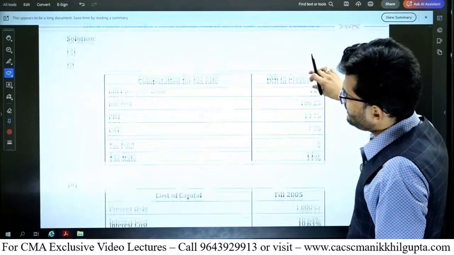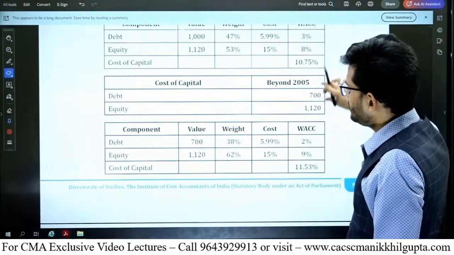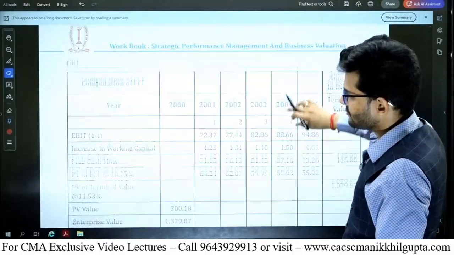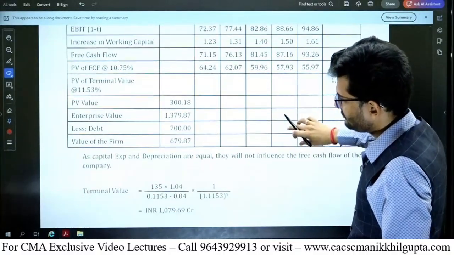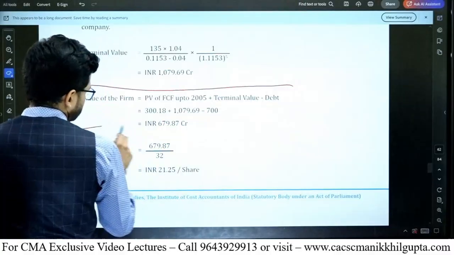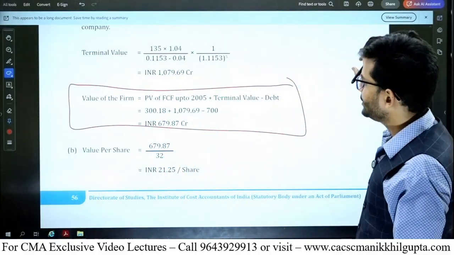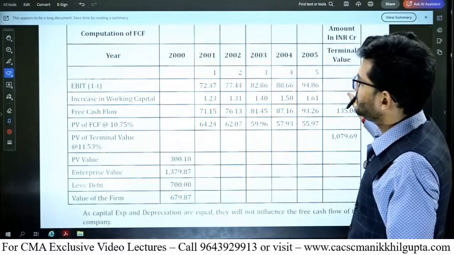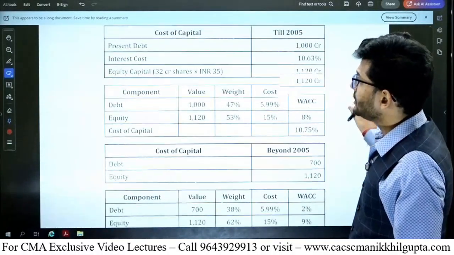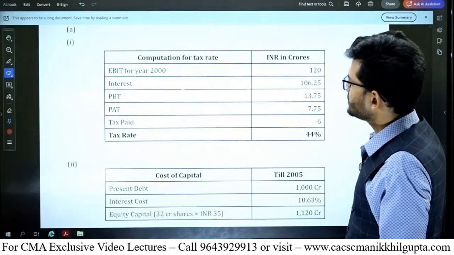Okay, so now value of firm is required to be calculated, and the value of firm is to be calculated using the free cash flow method. Okay, so free cash flow method is to be used to calculate the value of the firm. This is how the value of firm is required to be calculated. Of course, terminal value and the per year value is required to be calculated. Okay, let us see the calculations once.